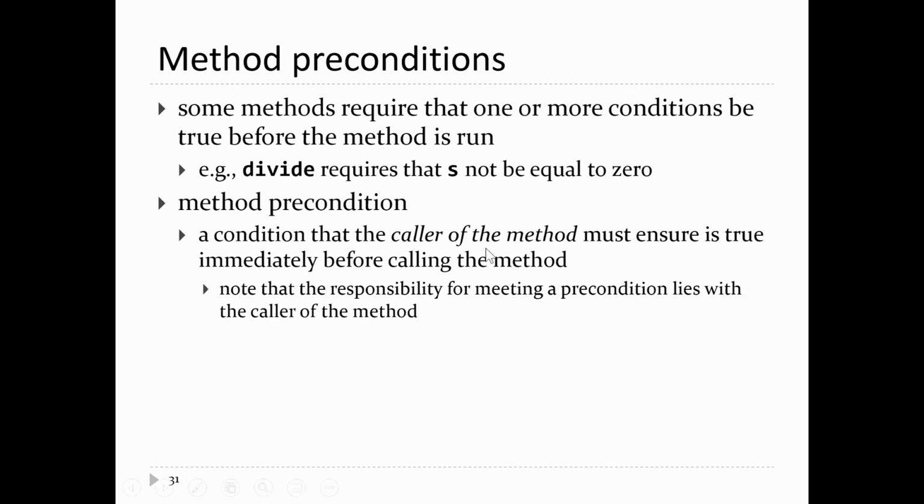Now, because that condition has to be true when you call the method, it's the responsibility of the caller to ensure that that condition is true. So for example, if you look at the Point2 class, there's a method called divide. Divide simply divides the coordinates of a point by the specified value. You can't divide by 0, successfully. So that method might have a precondition where the value that you're dividing by can't be 0.